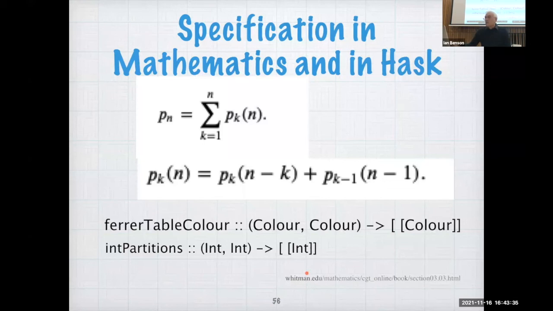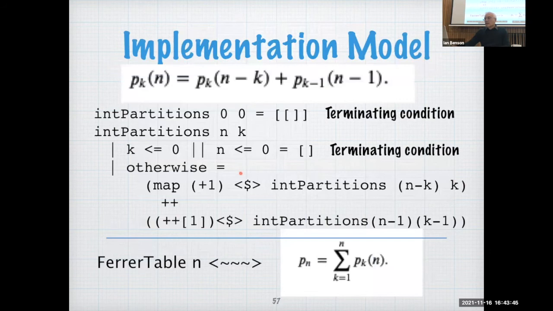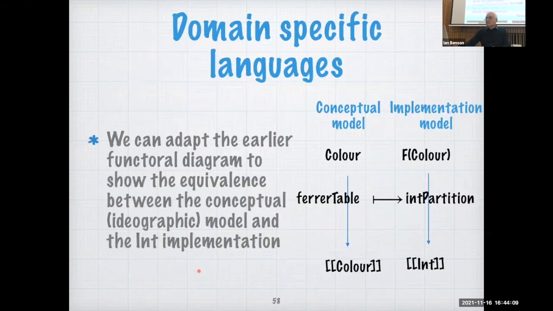So the specification model is both in mathematics and in Haskell, 2 distinct representations of the pattern. And the implementation model in Haskell drops out from the specification by taking those 2 equations and adding them and appending them. That's the integer partitions of k cars, and summing them all, which I haven't done here, will take you to the full conceptual model. So we can adapt the earlier diagram. We've explored how to build the integer partition from the integer partitions, and we can see there's an equivalence between the conceptual model and the implementation model.